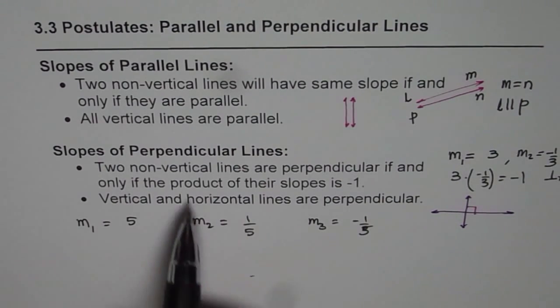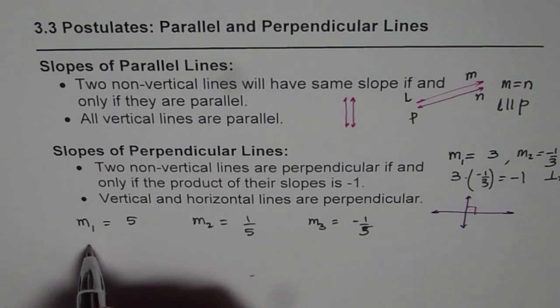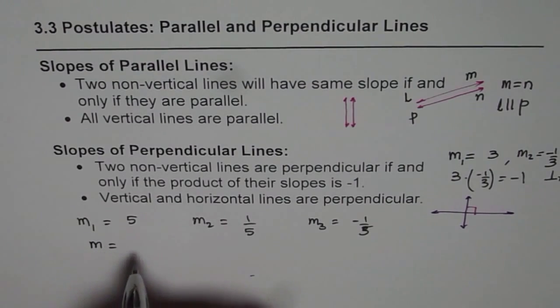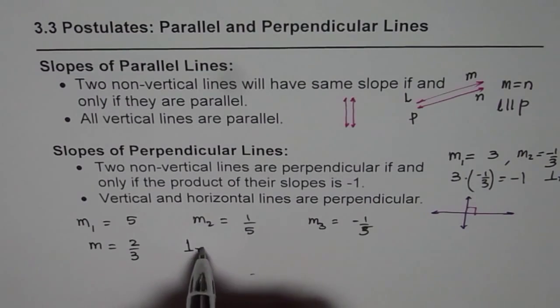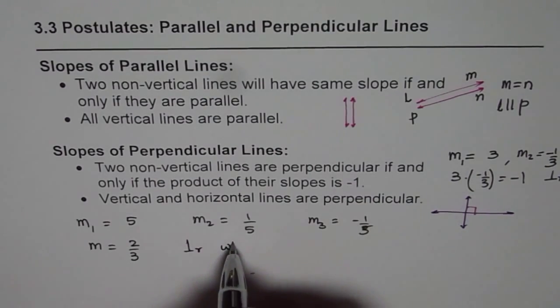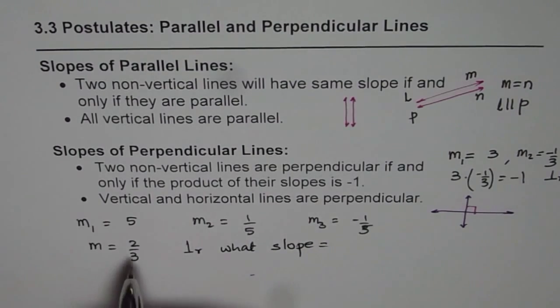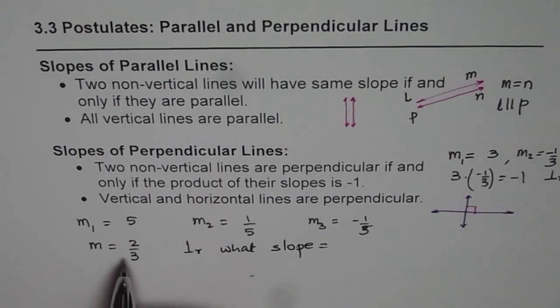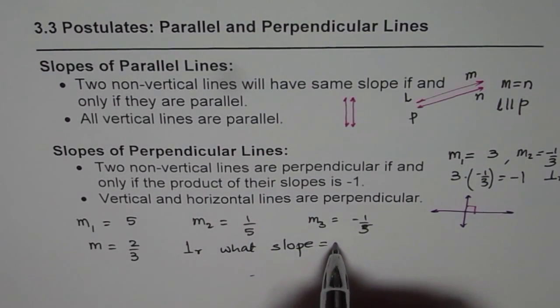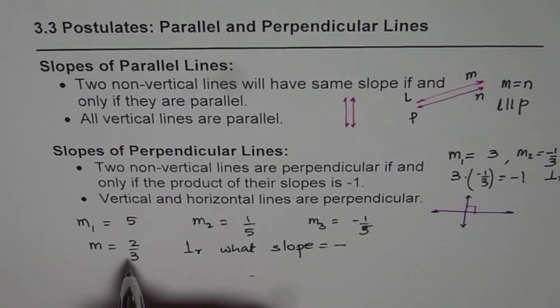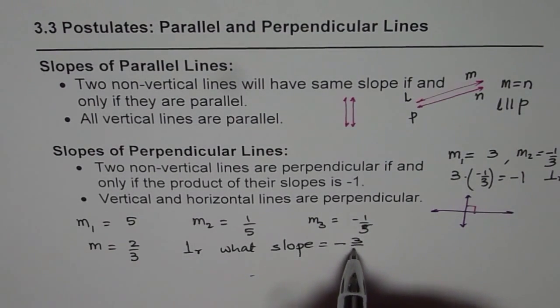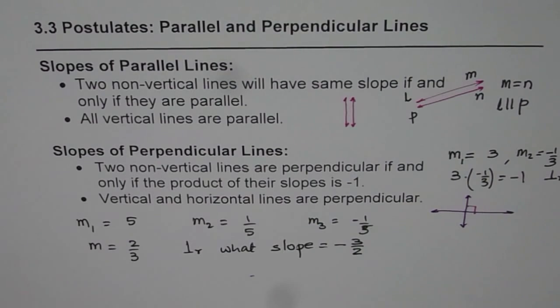Another way to look at perpendicular lines is that if I have a slope of 2/3, then the perpendicular line will have what slope? Can you tell me that? The slope of the perpendicular line should be the negative reciprocal: the negative of this number, and then if we flip it, we get 3/2. So that is another way of finding the slope.